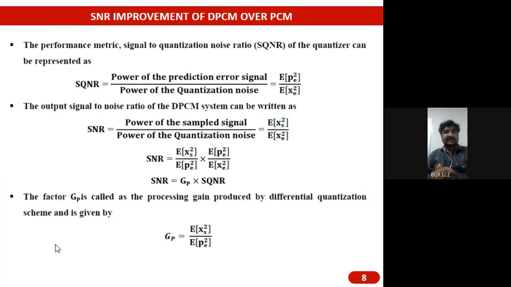The performance metric, signal to quantization noise ratio of a quantizer, can be written as SQNR equal to the power of the prediction error signal divided by the power of the quantization noise. The power of the prediction error is written as expectation of PE square, and the power of the quantization noise is written as expectation of XE square.